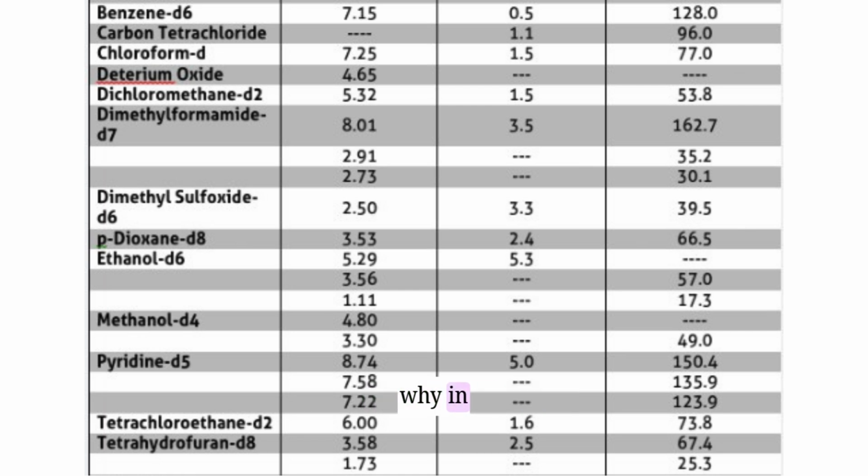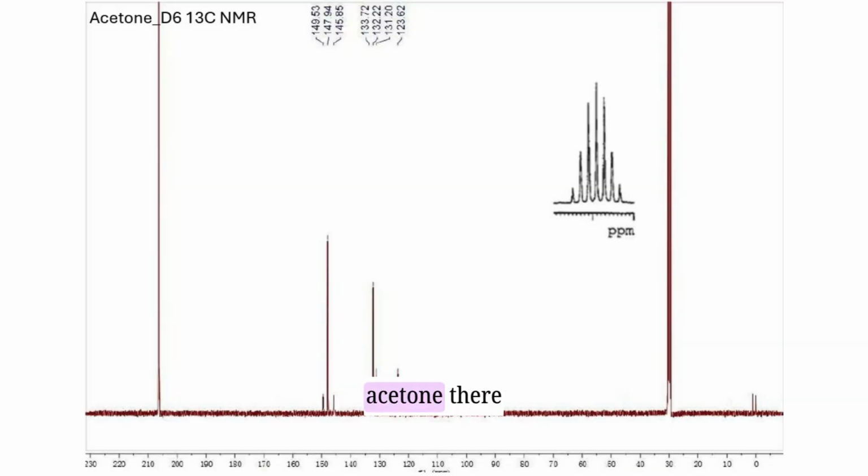And why in acetone is there no splitting of the signal at 209? Because that signal appears due to the presence of the carbonyl C=O. As it does not contain directly attached deuterium, no coupling occurs and it appears as a singlet.